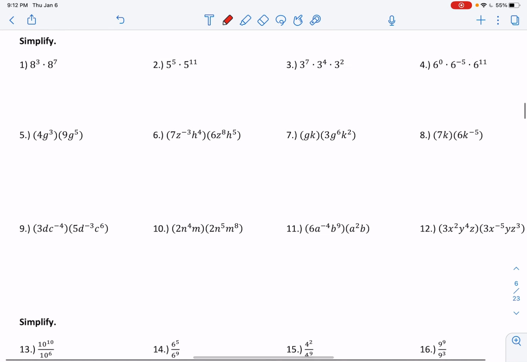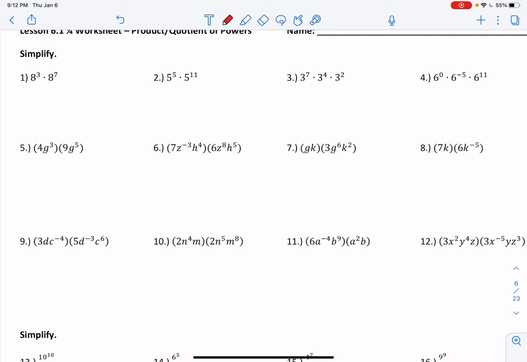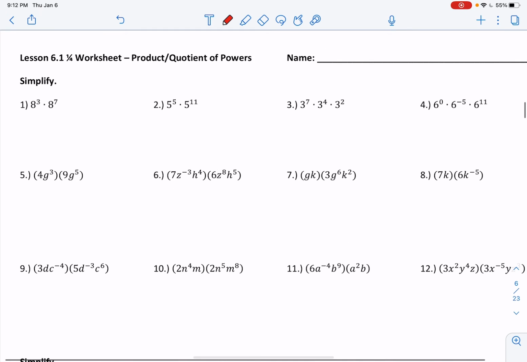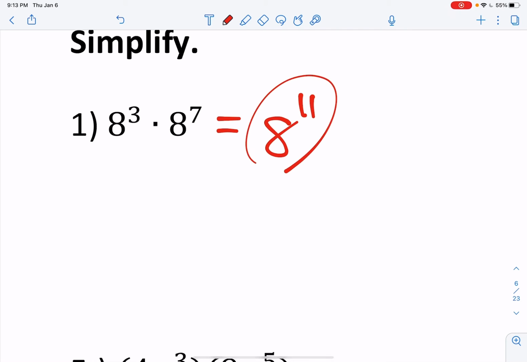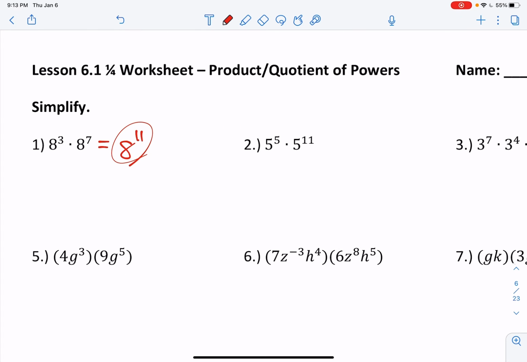So let me get you started on your homework. I'll do the first couple, and then you'll do the rest. So here's the worksheet that's on Canvas. This goes back to those first few examples. There's 3 8s here, there's 7 8s there. Total of 11 when you add 7 and 3. And you don't need to figure out what 8 to the 11th power is.